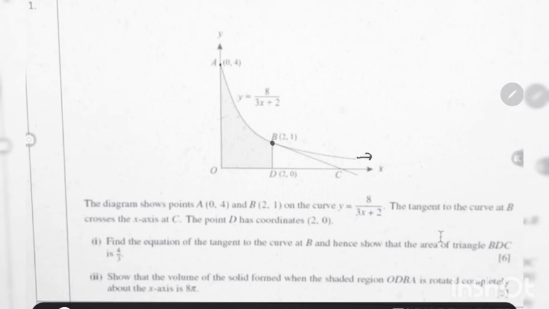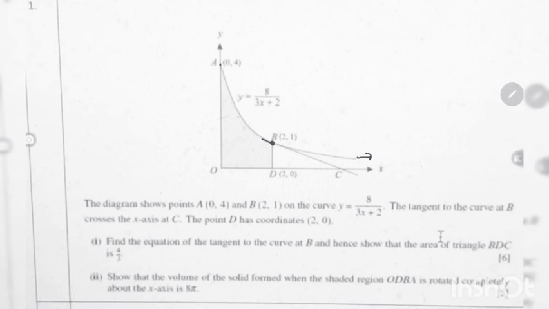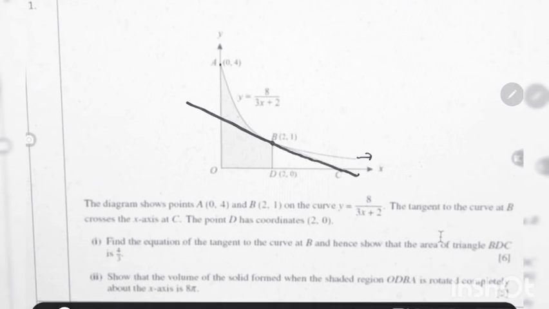So this is the tangent to the curve. It means there is a line equation, I mean a straight line. This is in here, right? Tangent to the curve. Boom. So it goes like this. And the coordinate of D is (0, 2).